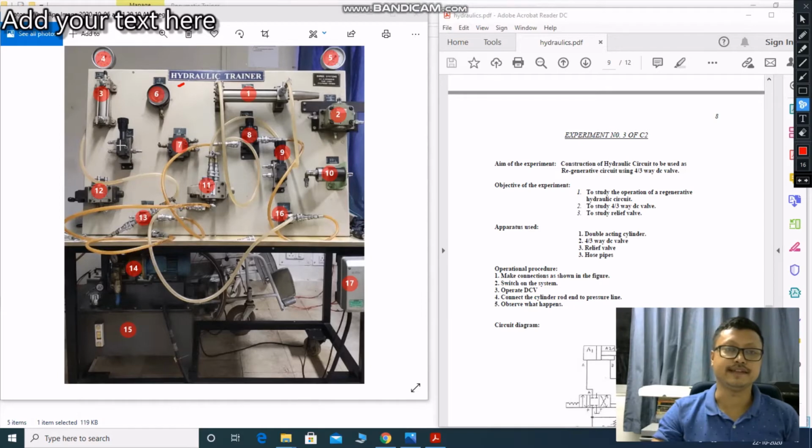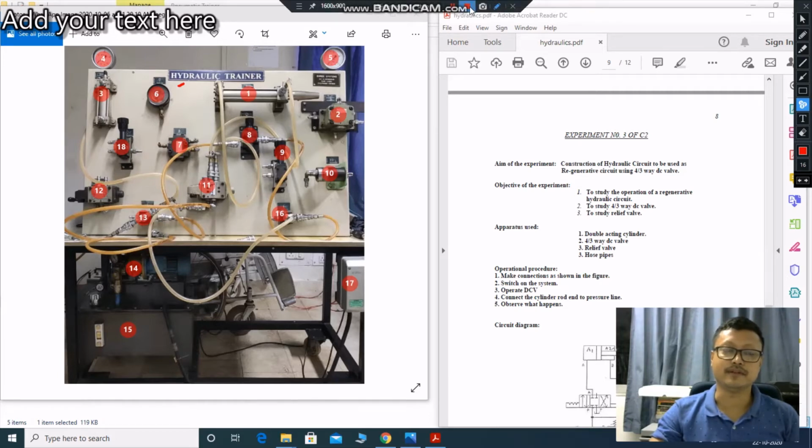The last component, number 18, is a sequence valve. A sequence valve means this valve can sequence two double acting cylinders. For example, when cylinder number 3 goes to the top position, cylinder number 2 will then begin to come out. This type of sequencing is possible by using the sequence valve number 18. So this is the introduction part of this hydraulic trainer.